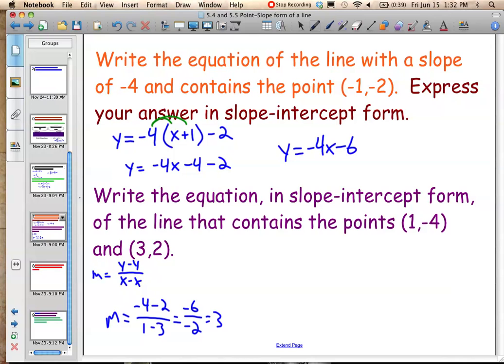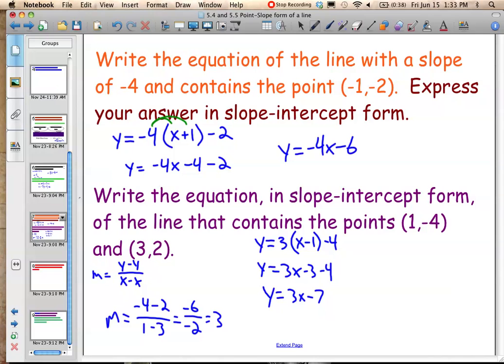But we have 2 points. Which one should we choose? The answer, it doesn't matter. Suppose you did this one. Y equals slope of 3. Let's take the first point. X minus 1 minus 4. And again, slope-intercept form, right? So we're going to distribute 3x minus 3 minus 4, or y equals 3x minus 7.